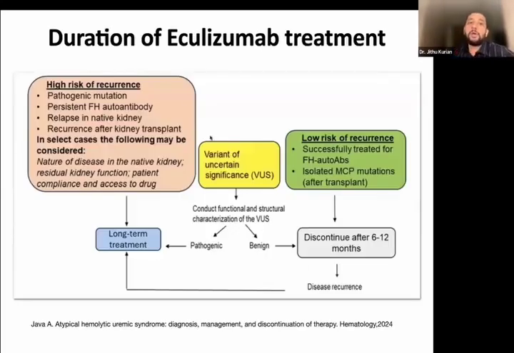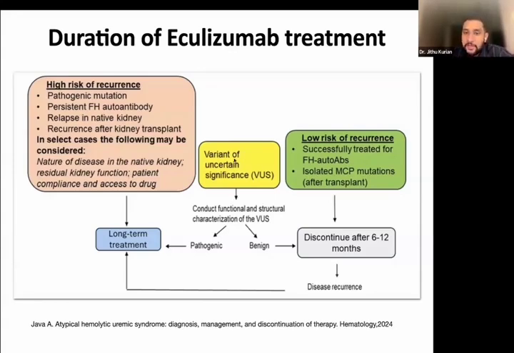Now, if the patient could afford it, how long will you give it? That depends upon the genetics and the type of mutation. If you have a pathogenic mutation in CFH, CFI, etc., there is a high chance of recurrence, and hence you cannot stop this drug. If a patient has persistent FH antibody after plasmapheresis, if the disease has relapsed in the native kidney after treating with eculizumab, or if there is a recurrence after kidney transplant, these are the conditions in which you really cannot stop the drug.